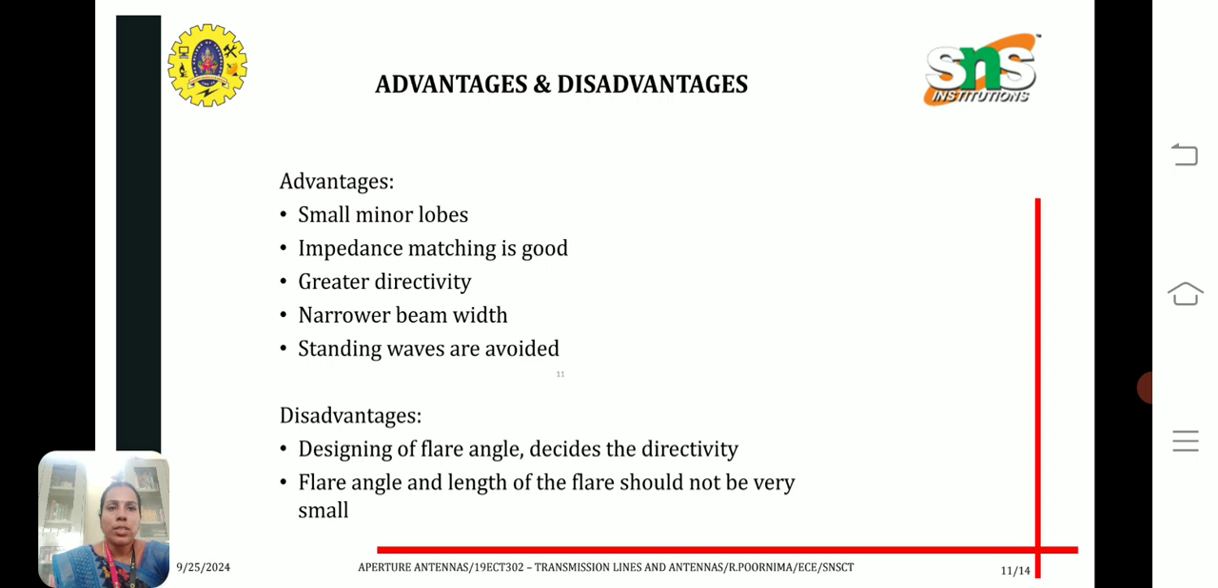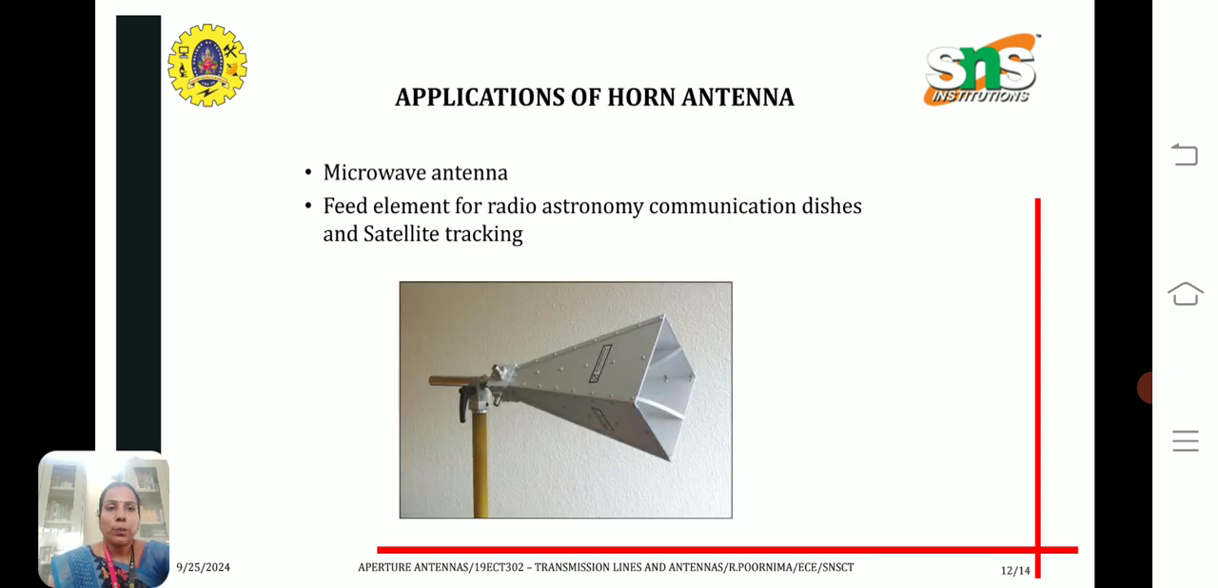And advantages: smaller minor lobes, impedance matching is good, greater directivity, narrower bandwidth, and standing waves are avoided. And disadvantages are that designing of flare angle decides the directivity, and flare angle and length of the flare should not be very small. And applications of horn antenna are: it is used as a microwave antenna and feed element for radio astronomy communication dishes and satellite tracking.